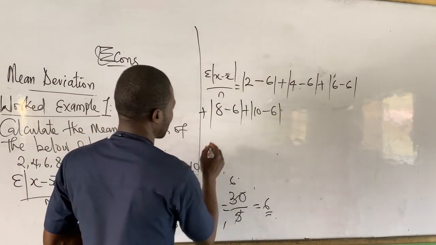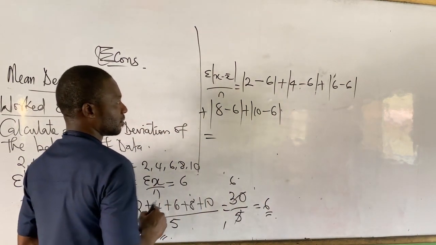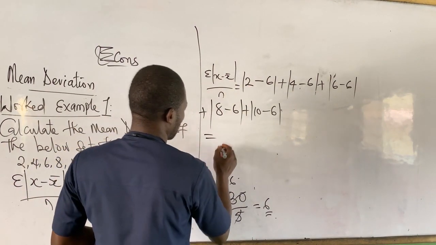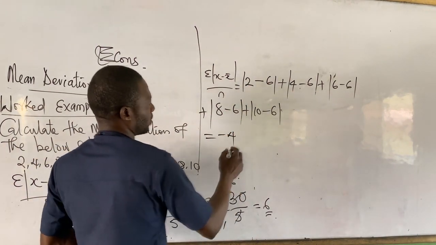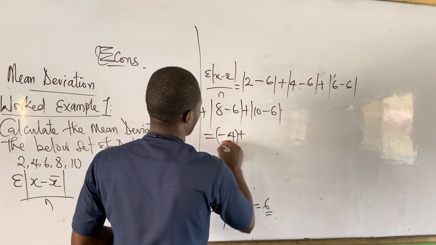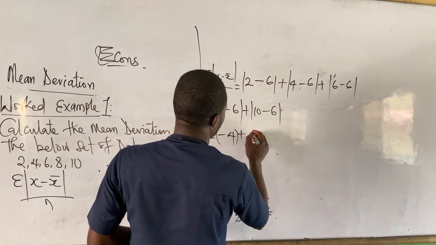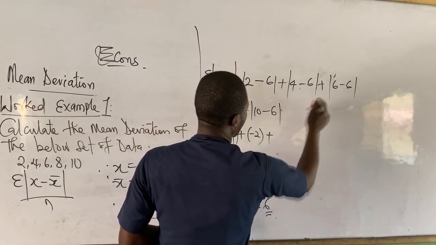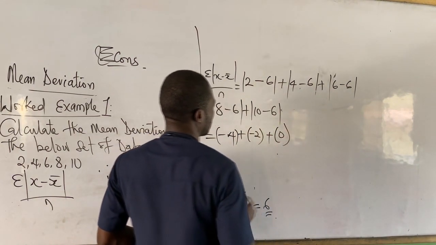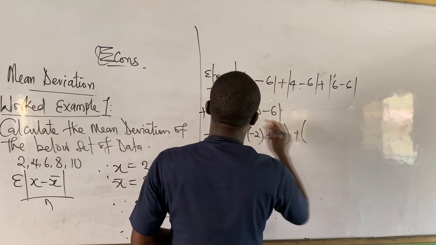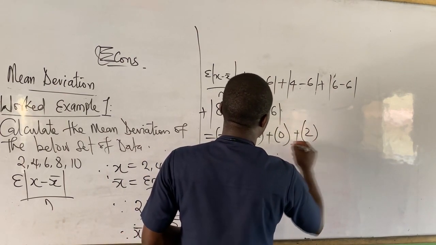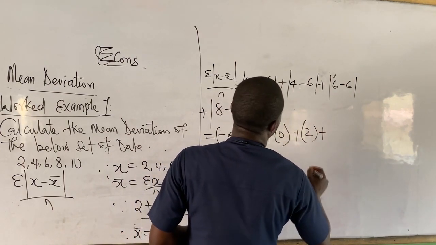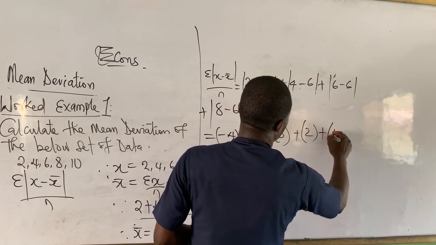So quickly, let's do that. Our answer will be 2 minus 6, which gives us minus 4, plus 4 minus 6, which gives us minus 2, plus 6 minus 6, which gives us 0, plus 8 minus 6, which gives us 2, plus 10 minus 6, which gives us 4.